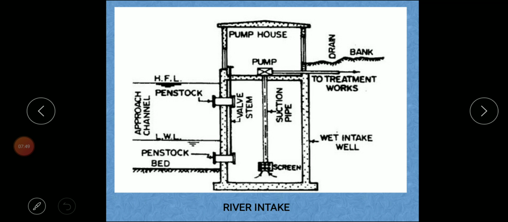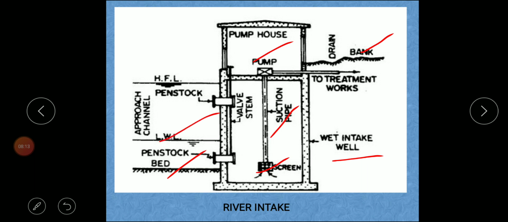So this figure shows the river intake. Here the pump arrangement is there. It is the river bank. A suction pipe is helpful to withdraw the water from the source. Here the screens are provided to prevent the entry of debris or leaves etc. It is a wet intake well. The penstock is used to prevent the entry of floating matter.